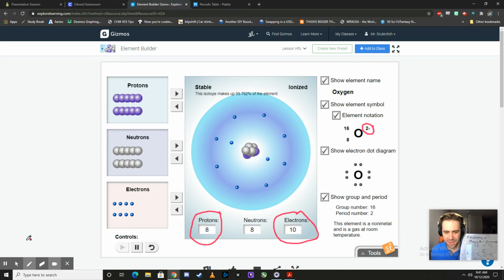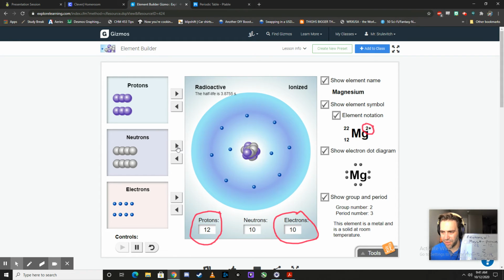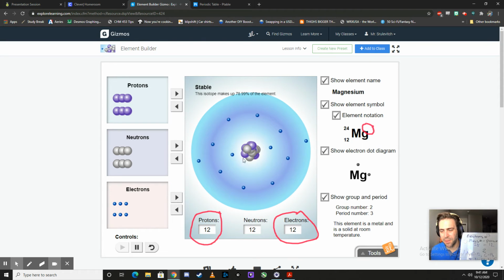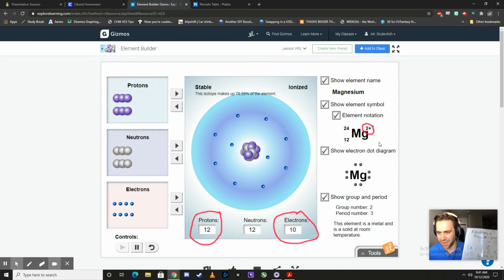So let's build magnesium. Right, and magnesium has 12 protons, about 12 neutrons. Okay, and it says let's make it neutral, but it says to make it 2 plus. All right, so how do we make an atom positive? We take away 2 electrons. Okay, let's take away 2 electrons. Now we're plus 2. Okay, so magnesium plus 2 has how many total electrons? It has 10 electrons right here. That's circled.